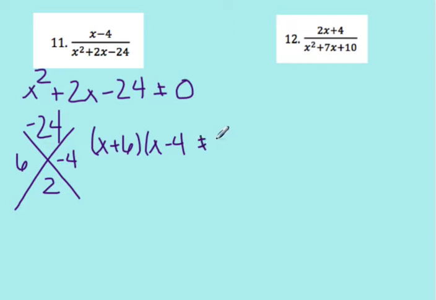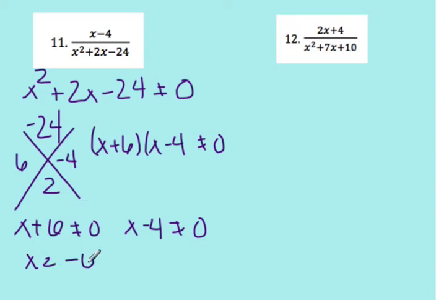And those cannot be equal to 0. So x plus 6 cannot be equal to 0. X minus 4 cannot be equal to 0. So here we get x is not equal to negative 6, and x is not equal to 4. So those are my excluded values.